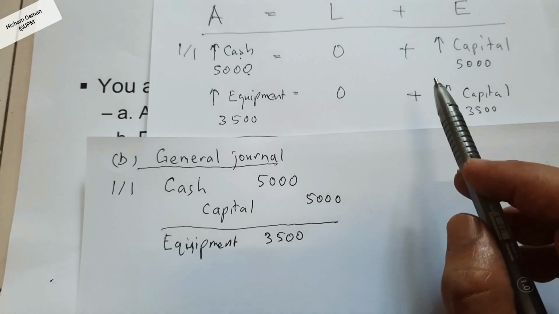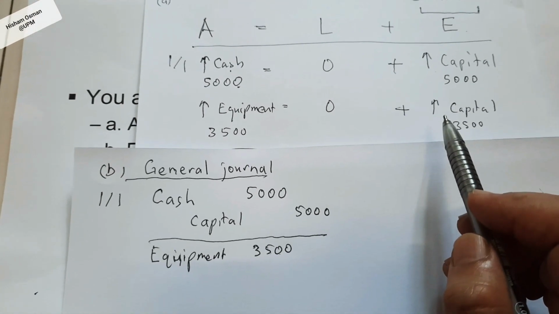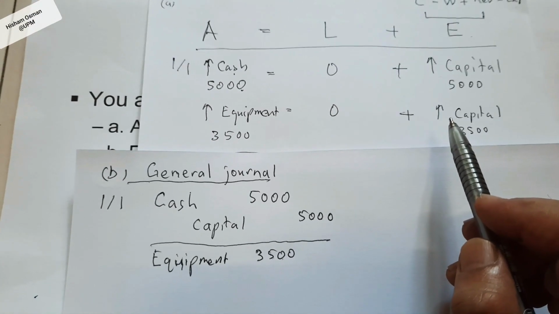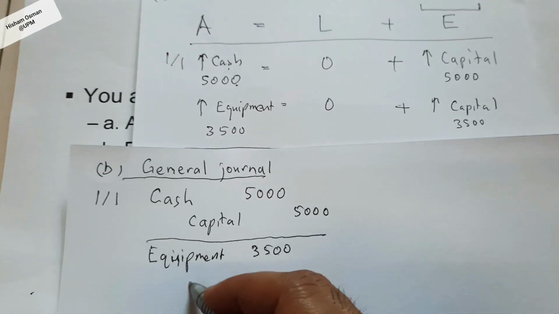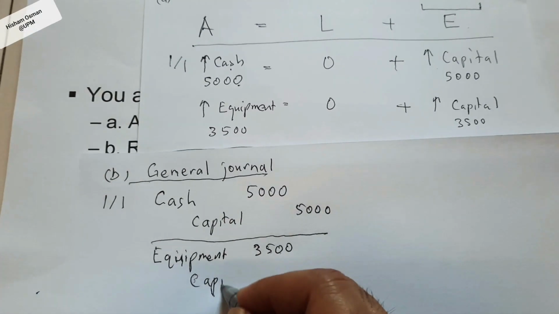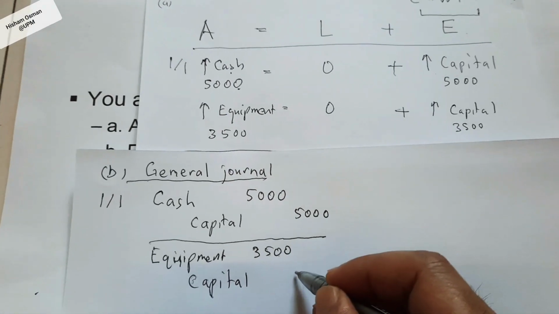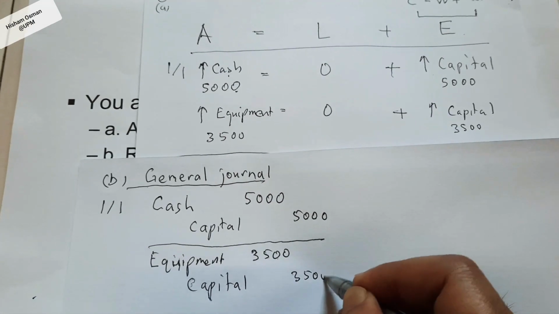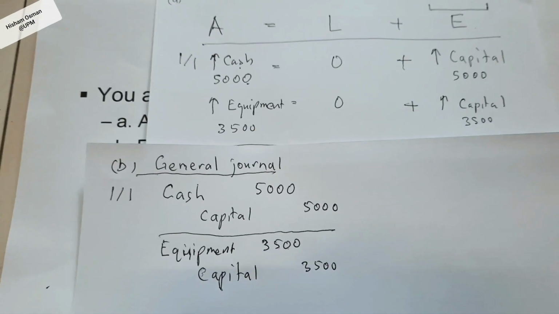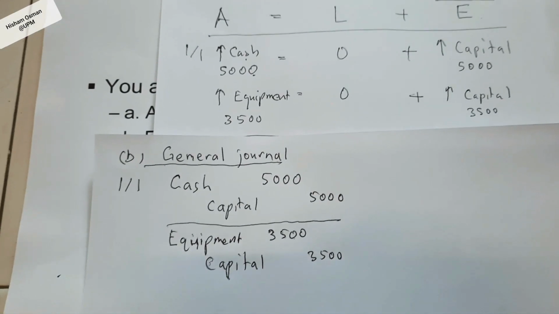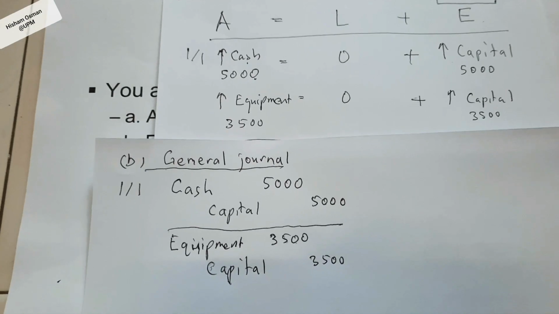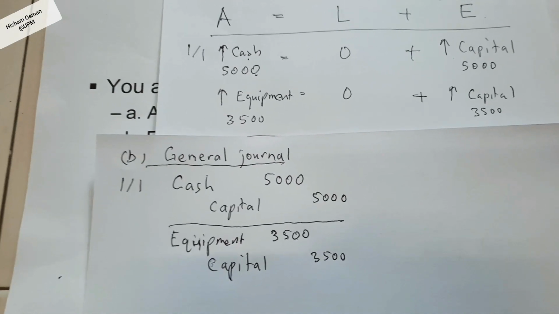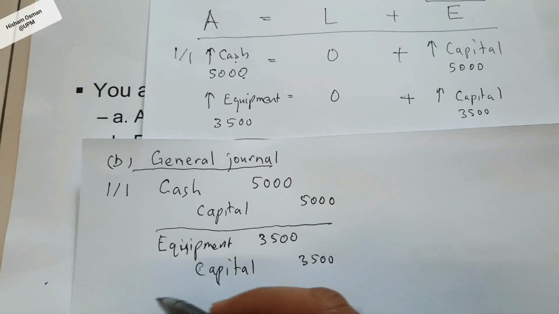And then here, equity increase. Equity increase, you have to credit. Here, the account is account capital. So, you have to credit account capital, 3,500. These are the journal entries for the transactions that happen on the 1st of January. Okay, now you are done.